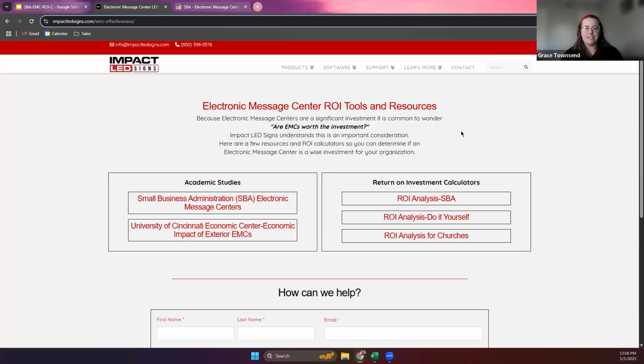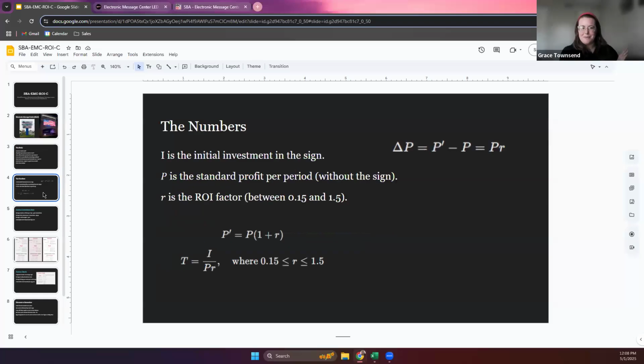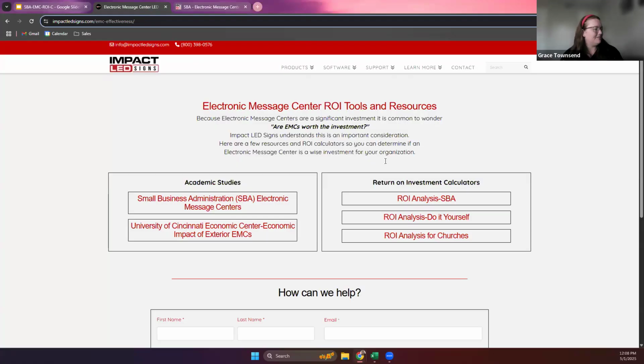If we jump back to the main tab, we've actually built in these calculators on our website. If you were to just do the calculation yourself, here's the math. You're welcome to do it yourself, but I found that it's a lot easier with our built-in calculator on our website. That can be found in these 3 different categories. So we're going to do the ROI analysis SBA.